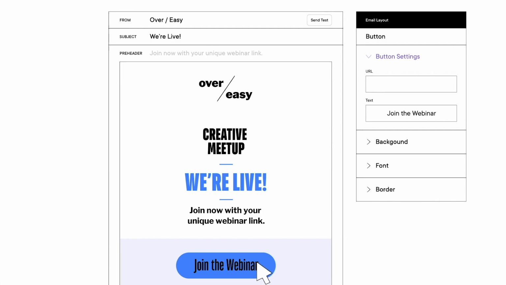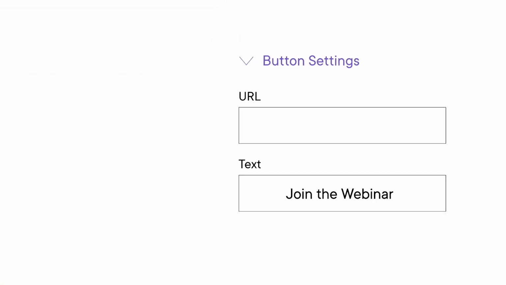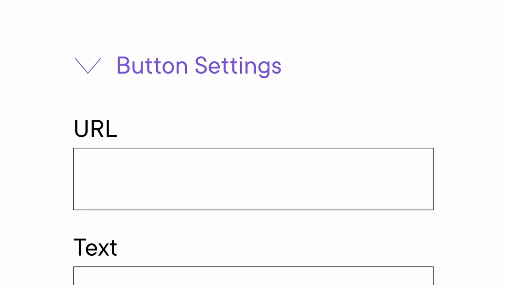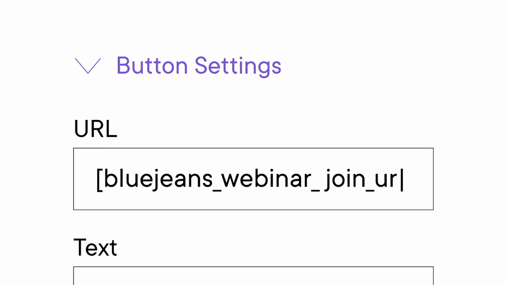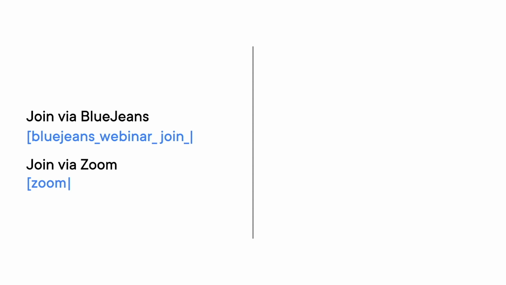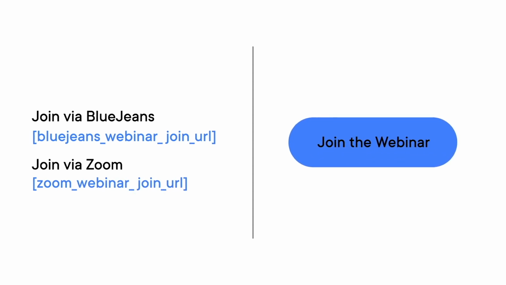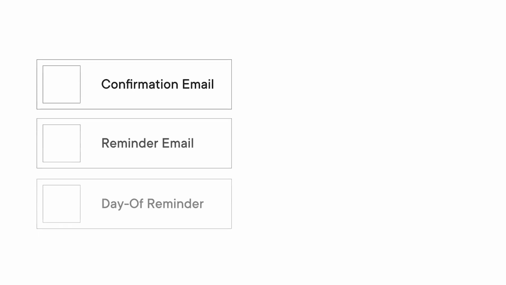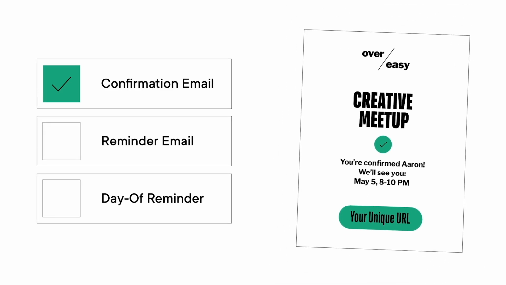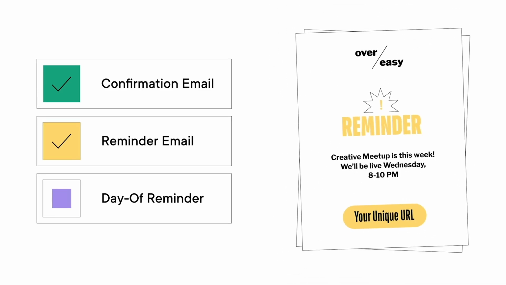Tristan Augustus from the product team here. The ability to pull Zoom and BlueJeans webinar URLs directly into your Splash emails. That means if you're using our Zoom or BlueJeans integration, you no longer need to rely on the generic emails sent from Zoom or BlueJeans. Instead, you can send fully branded confirmation and reminder emails directly from Splash. And your guests can join your webinars in just a single click. How neat is that?